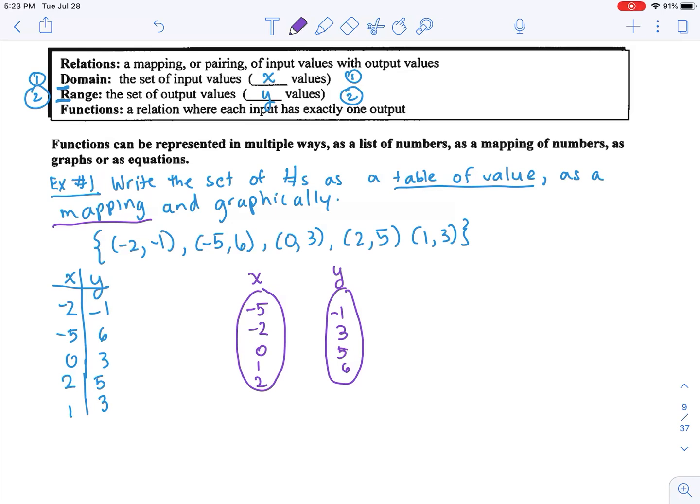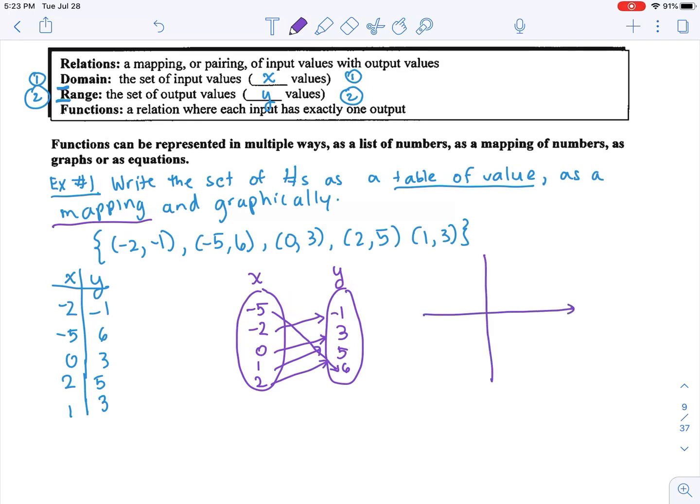And then from there, you're drawing arrows to associate the pairs that were given. So -5 is ordered with 6. So draw an arrow from -5 to 6, from -2 to -1, from 0 to 3, from 1 to 3, and then finally from 2 to 5.